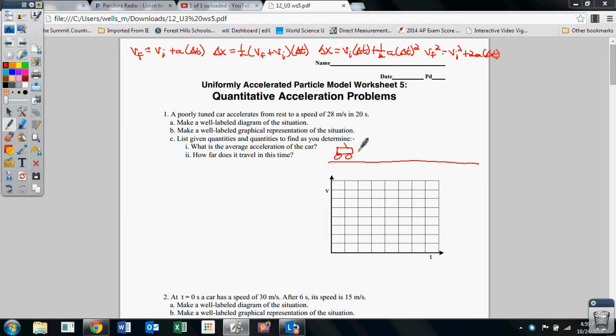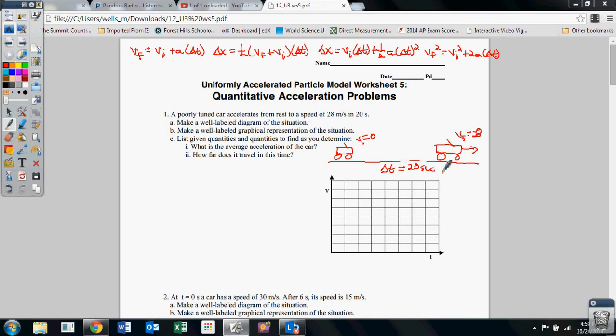But here we have a velocity equal to 0, and that would be VI. And later this car is over here, and it's moving. It has a velocity VF equal to 28 meters per second. And the change in time, the time it took to do that, delta t, is equal to 20 seconds.